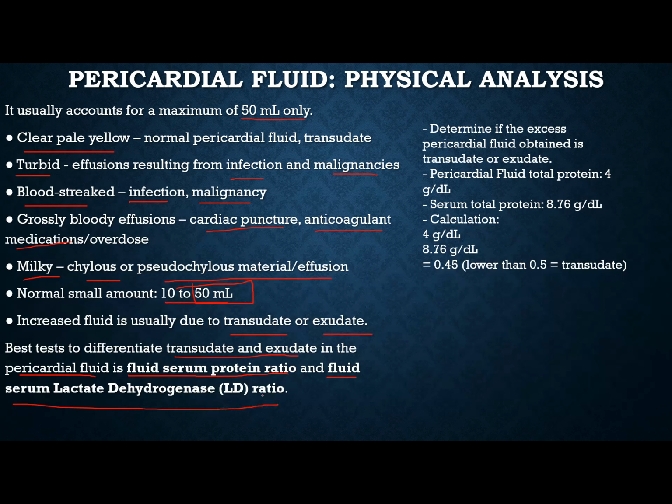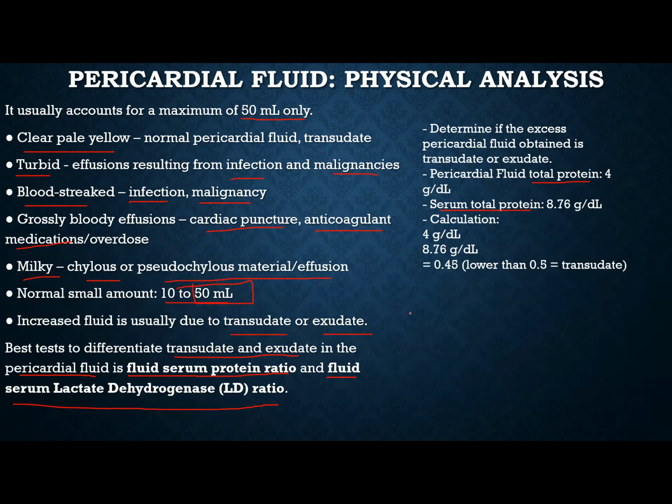So that is the best test, class, to differentiate transudate and exudate in pericardial fluid: the fluid to serum protein ratio and the fluid to serum lactate dehydrogenase ratio. To do this, class, determine if the excess pericardial fluid obtained is transudate or exudate. So you would get the pericardial fluid total protein and the serum total protein.